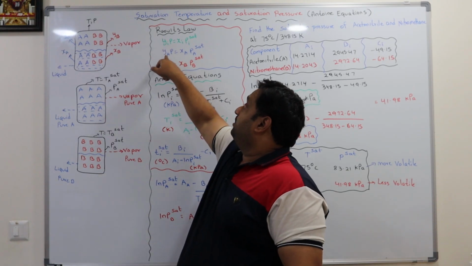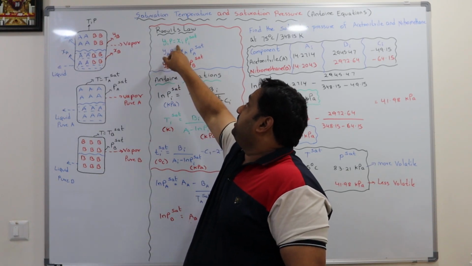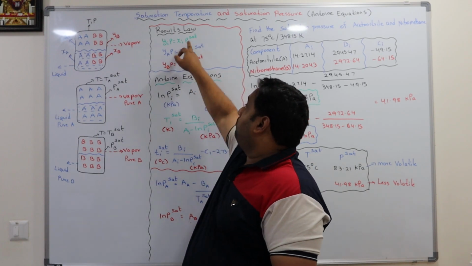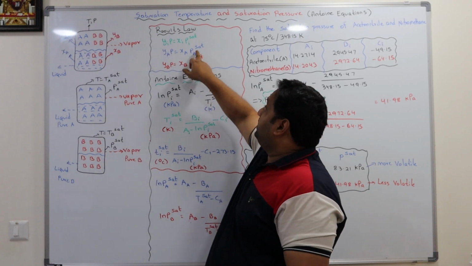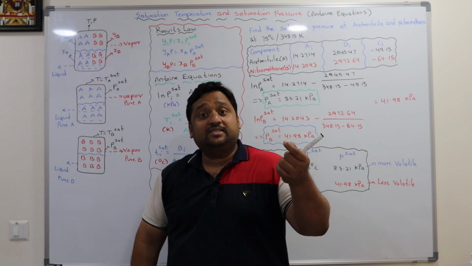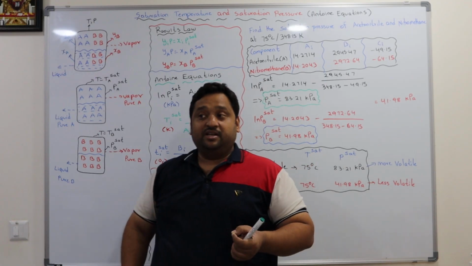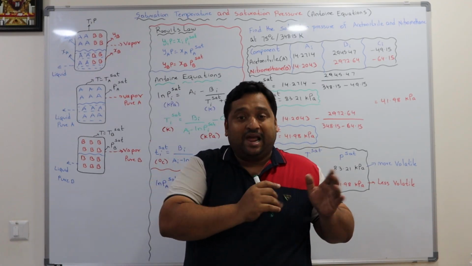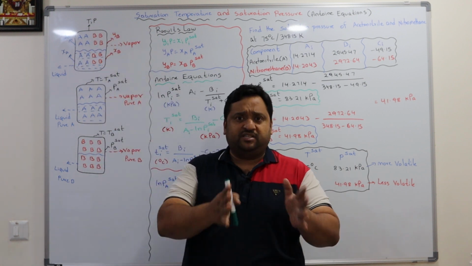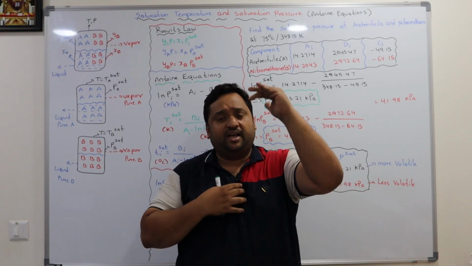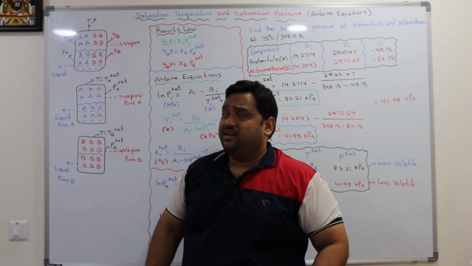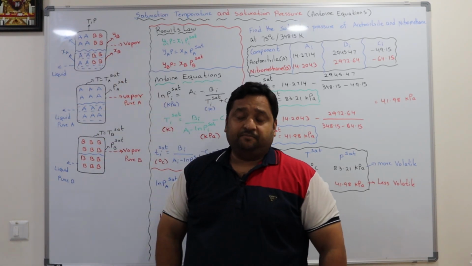Raoult's law states that yi times P is equal to xi times Pi saturated. For molecule A, it is called Pa saturated, and for molecule B, it is called Pb saturated. What are Pa saturated and Pb saturated? These are the pressures of pure A at this particular temperature. That means you have to fix the temperature, because temperature is of utmost importance. For example, there is a specific temperature and pressure at which the mixture exists.